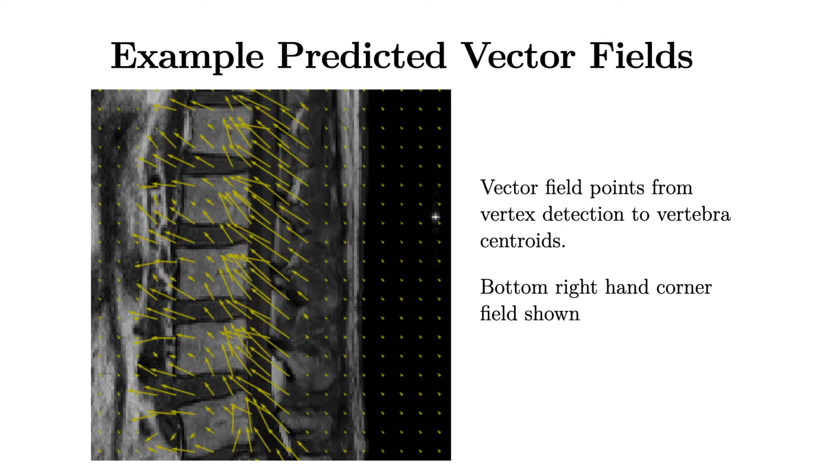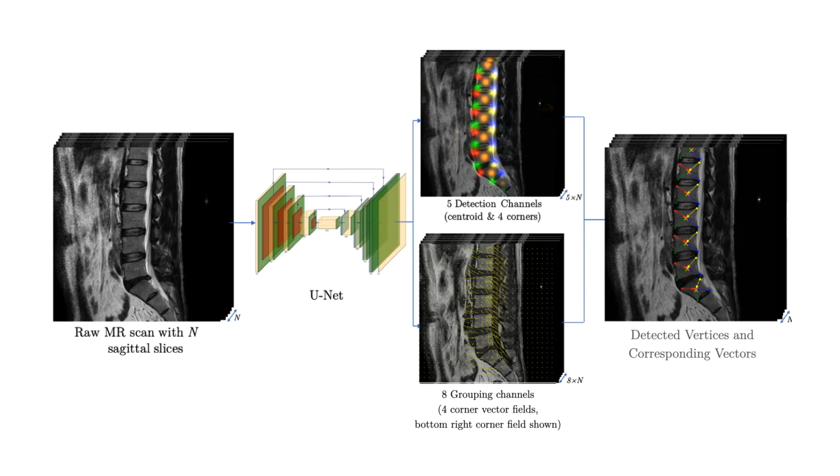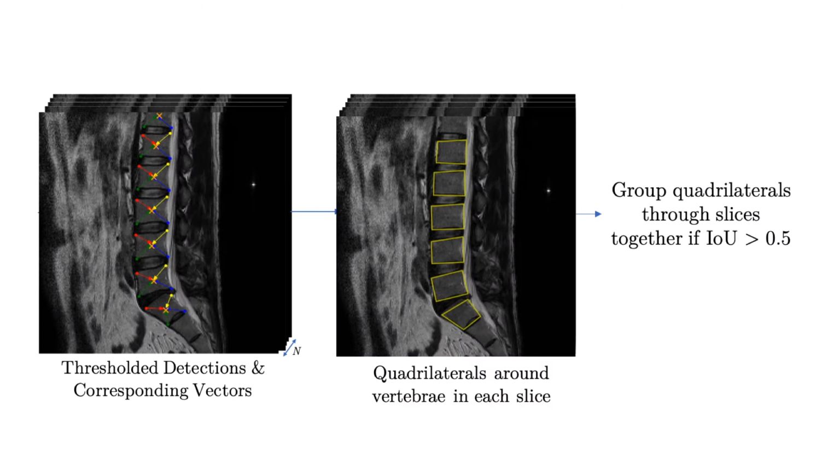vertex belongs. Therefore, our full network has 13 output channels, 5 detection channels and 8 channels responsible for predicting these 4 vector fields. This gives us vectors corresponding to each corner detection. Grouping is then as simple as assigning each centroid detected the 4 corners of each type which point closest. In practice, we add extra robustness checks to avoid spurious detections, and the details of these can be read in the full paper. At this point, we have detected quadrilaterals corresponding to each vertebra in each slice.